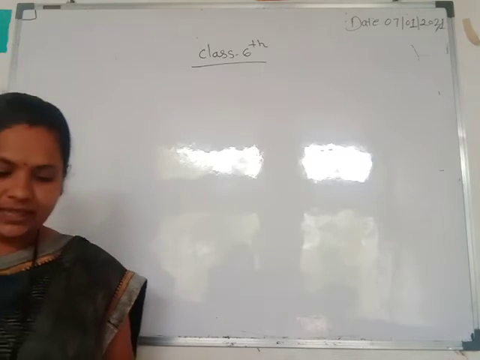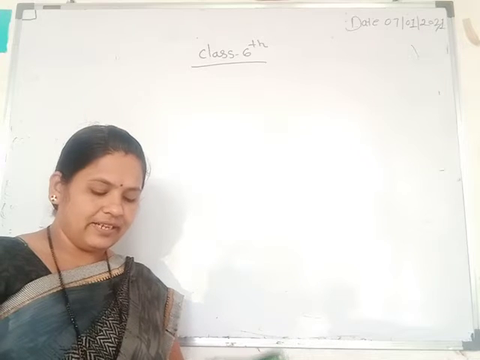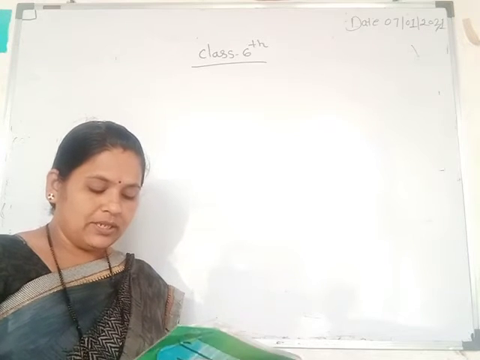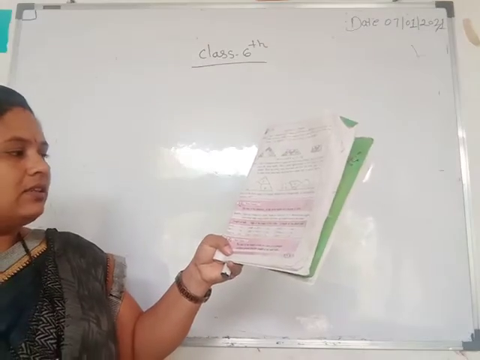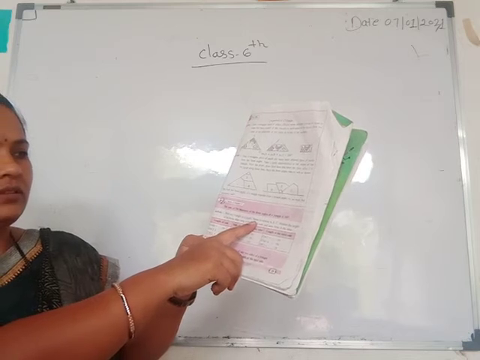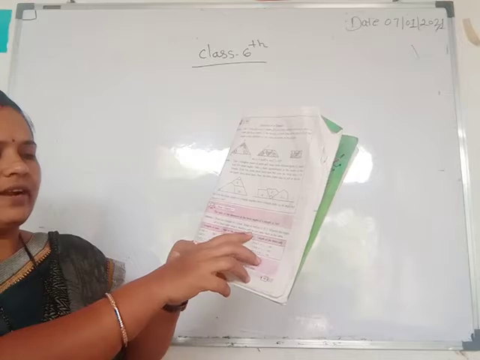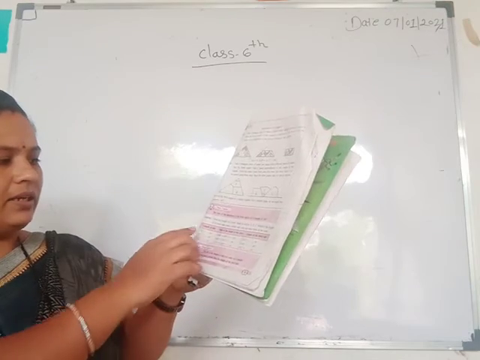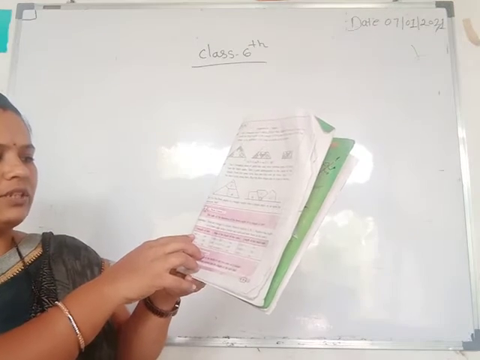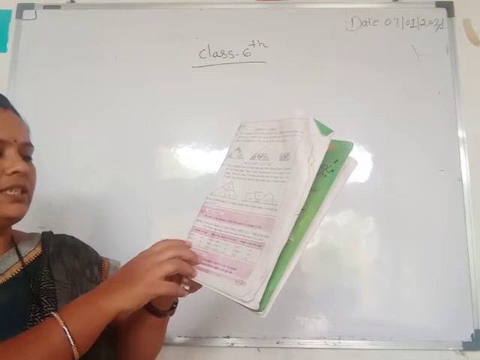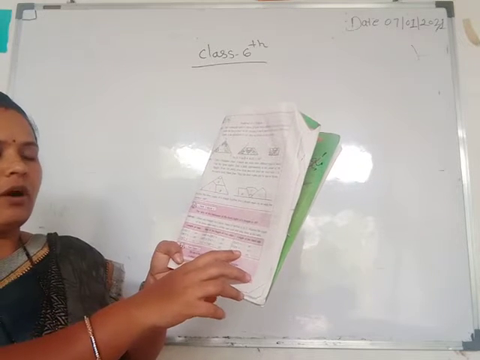See page number 79. The sum of the measures of the three angles of a triangle is 180 degrees. These are properties of a triangle. Then see here, draw any triangle on a paper. Name its vertices ABC. Measure the lengths of the three sides using a divider and a scale and enter them in the table, length of side. You draw any triangle ABC. Then you count AB, how many centimeters, BC, AC. Then AB plus BC is equal to how many centimeters? AC also you count and write here.